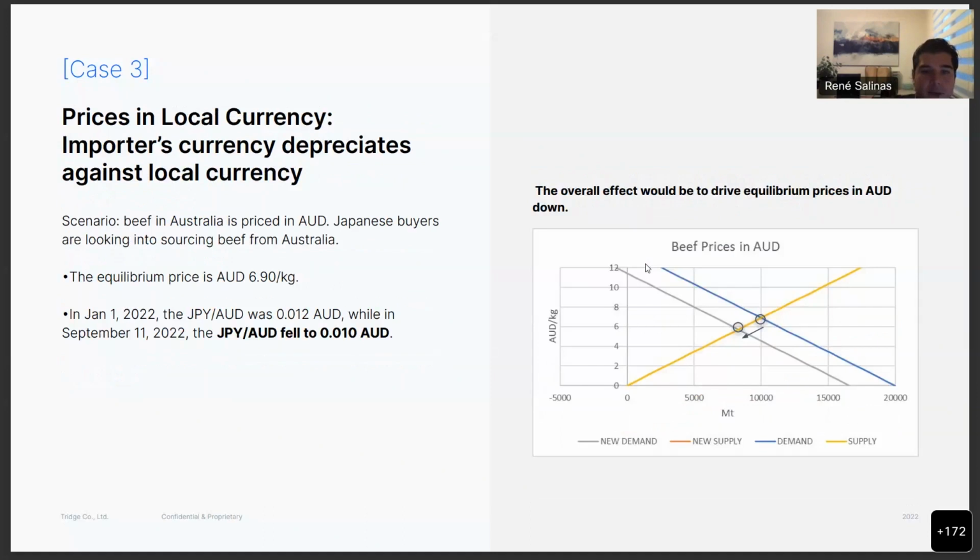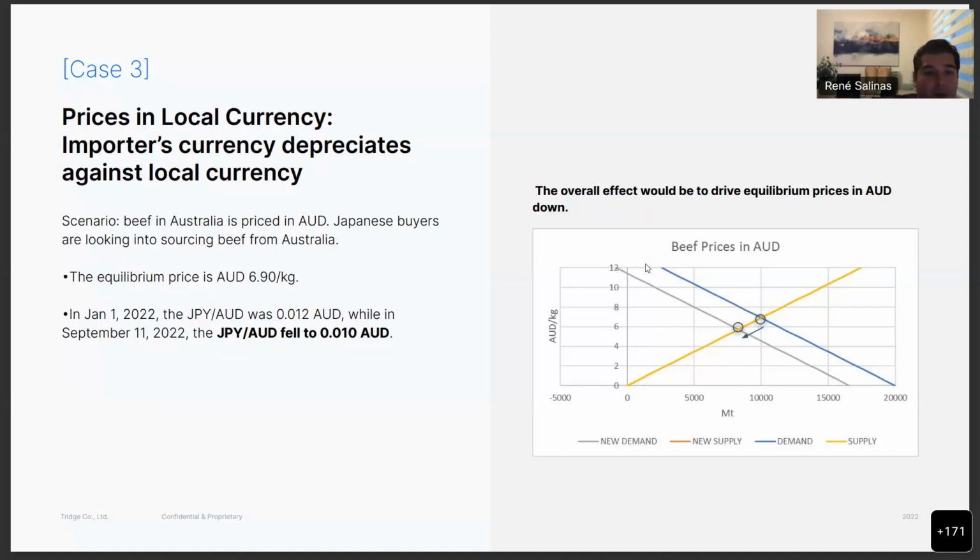Next case, please. Okay, so now let's talk about when sellers price their products in their local currency. In this case, we're seeing the importers' currency depreciate against the local currency. The scenario is this: beef in Australia is priced in Australian dollars, and Japanese buyers are looking to source beef from Australia. The equilibrium price in Australia was 6.9 per kilo.